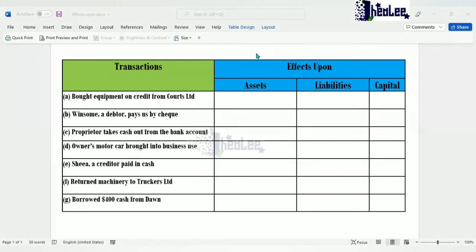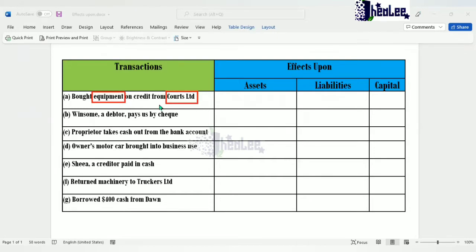Okay, bought equipment on credit from Quartz Limited. Now, what are the items affected by this transaction? We have equipment that is purchased. So equipment is affected, but guess what? This was purchased on credit. So it means that the business is owing someone. Who is the business owing? Quartz Limited. So the two items affected are equipment and Quartz Limited.